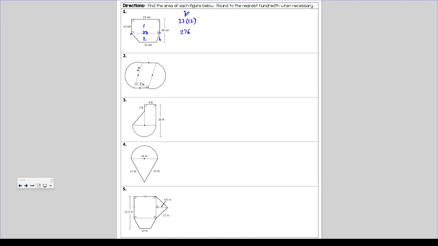So shape 1 is 276 square centimeters, and then for shape 2, halfway between my bases, the average is going to be 19, and my height is 6. So I have 19 times 6, which is 60 and 54, which is 114. So we add those two together, and we get 390 square centimeters.